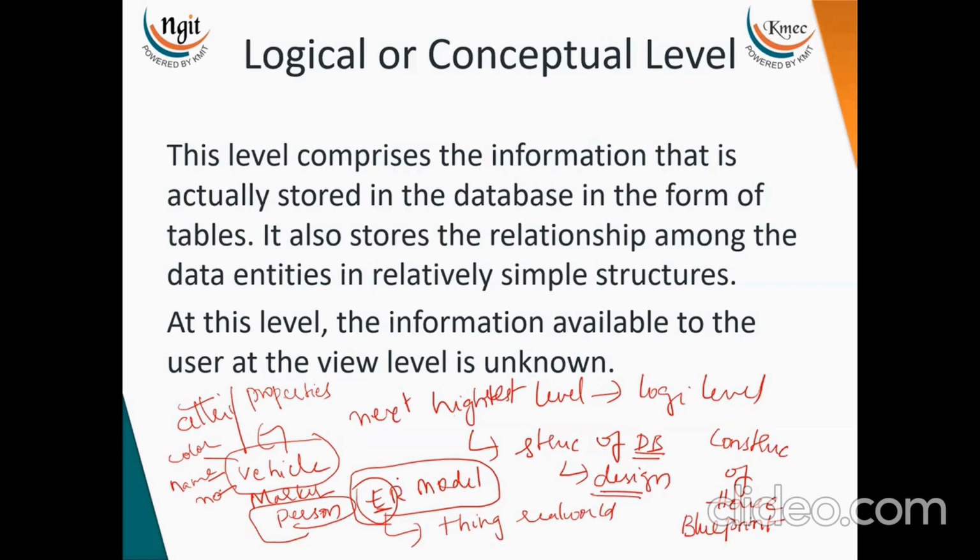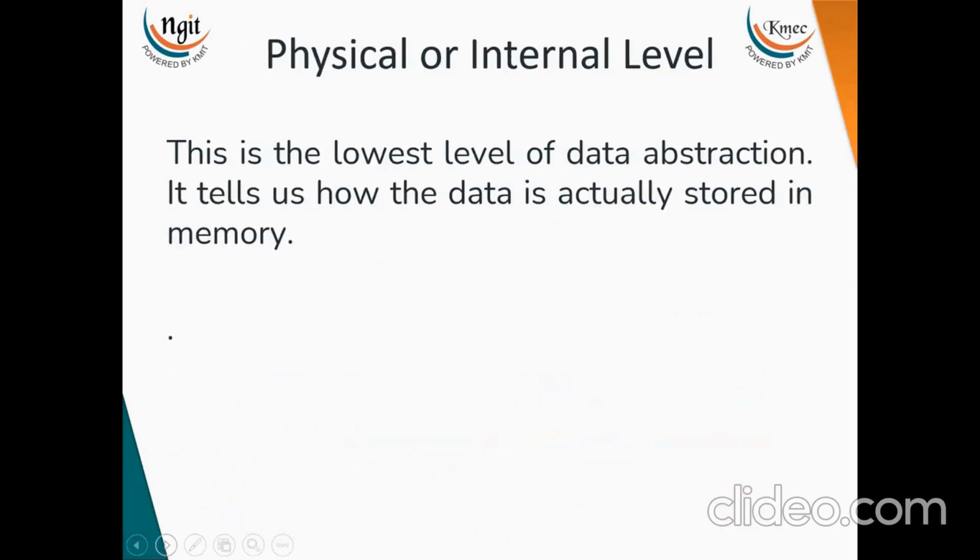These are the attributes that are associated with the vehicle entity. Now, what is a relationship? Relationship is simply a connection between two or more entities. With the help of ER model, it is easy to design the structure of the database. This is about the conceptual level of database management system. Next, moving on to the physical level. It is the lowest level of data abstraction, and it defines how the data is to be stored.